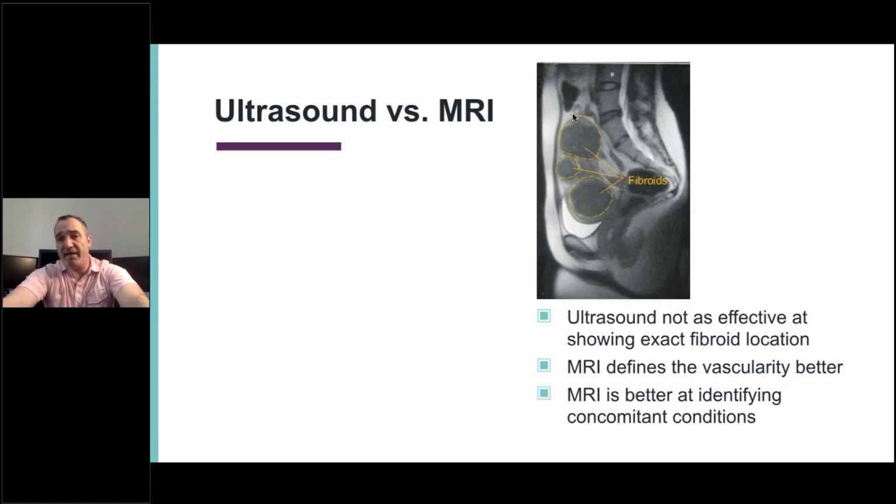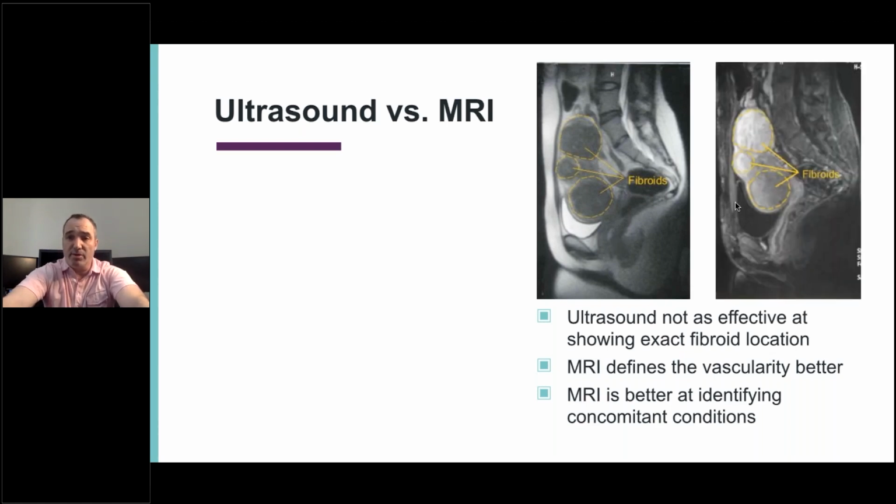And you can see if it goes back, it can push on other adjacent structures. We also see that when we give contrast on an MRI, these tumors enhance, which means they take up the contrast, which gives us an understanding about how vascular these tumors are. And in fact, it's their vascularity that we're counting on to make fibroid treatments effective. So eventually, when I get around to talking about uterine fibroid embolization, we're going to see how it works.